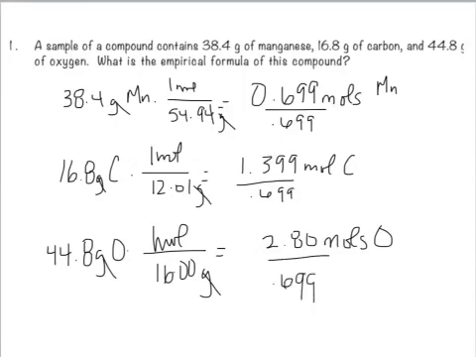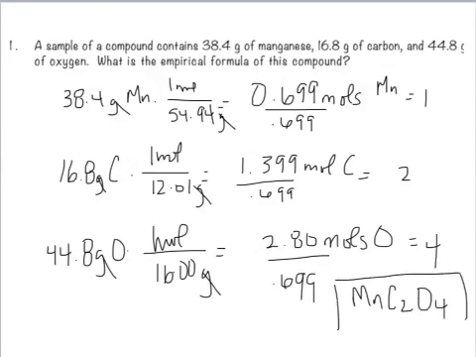Alright, and you're going to get, this is 1, this is 2, and this is 4. So the empirical formula is MnC2O4. That is the smallest whole number ratio for those 3 elements.